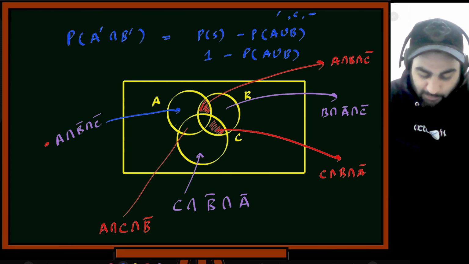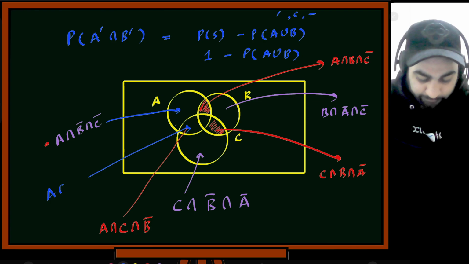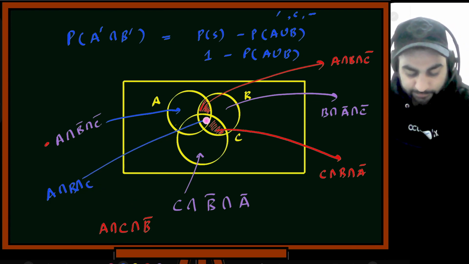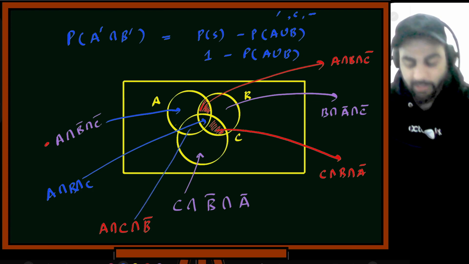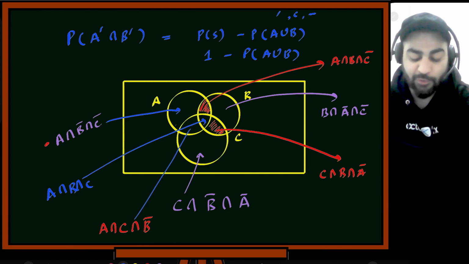Okay, so what about this now? The middle one, the intersection of all of these: A intersection B intersection C. Yes, sir, the middle one, this portion. Okay, now you can easily identify. If you have events, you can easily identify which event belongs to which.